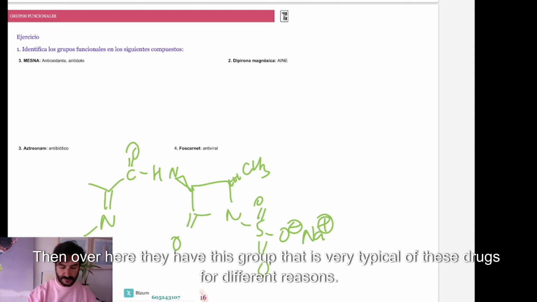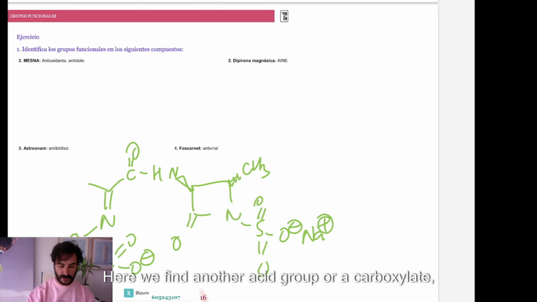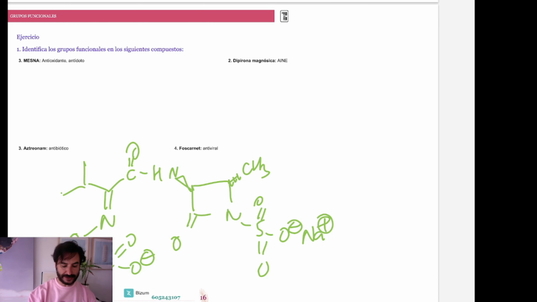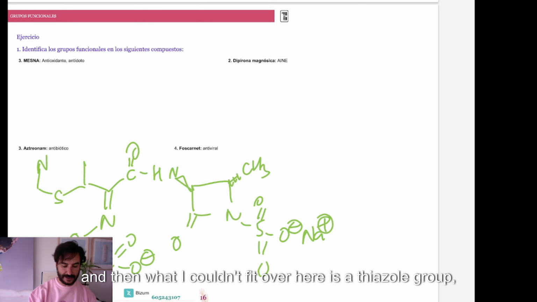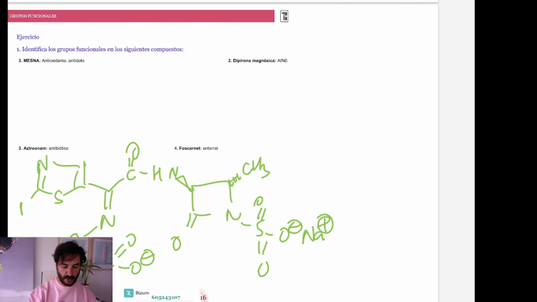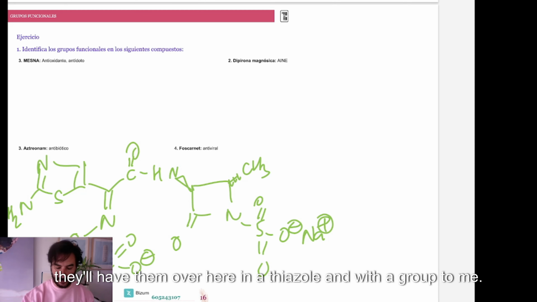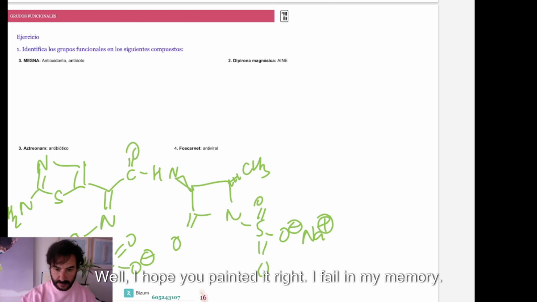Then over here they have this group that is very typical of these drugs for different reasons. Here we find another acid group, or a carboxylate, and then what I couldn't fit over here is a thiazole group. Okay? They'll have a thiazole over here with an amino group. Well, I hope I painted it right. I fail in my memory.